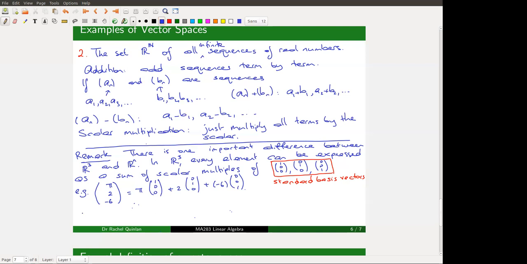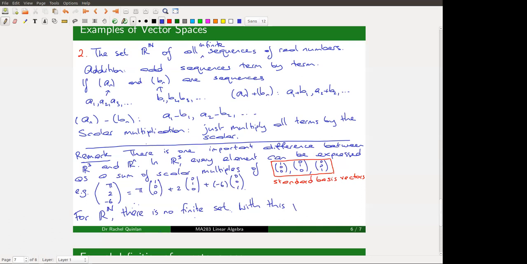And the difference between this example and the space of all infinite sequences over the real numbers, which we would call R^N, is that the N there plays the role that the three plays in R3. An element of R^N has one term for every natural number, not just the first, second, and third term. So for R^N, I want to make the comment that there is no finite set with this property.